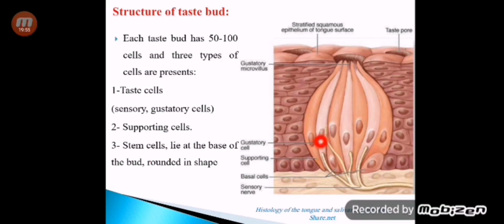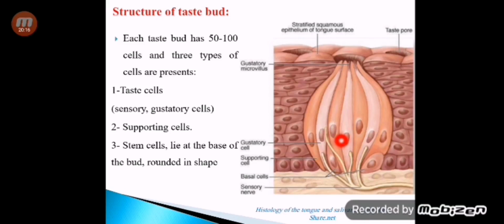This is the taste cell, also named the gustatory or sensory cell, that has microvilli on its apical surface which project through the taste pore, the opening through which these microvilli reach the tongue surface so they can receive the food particles.